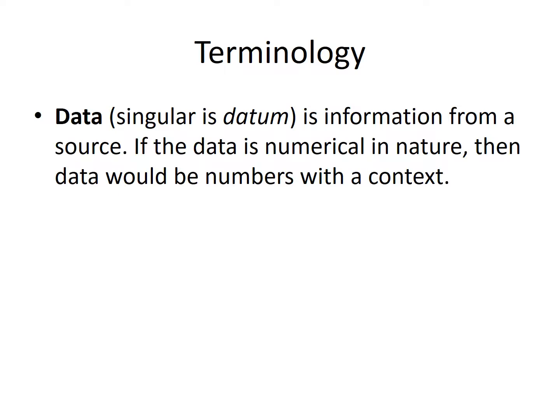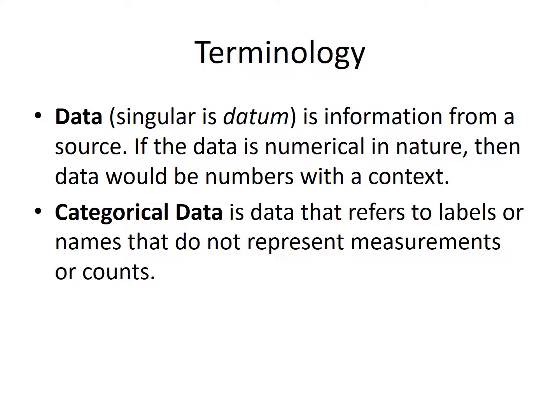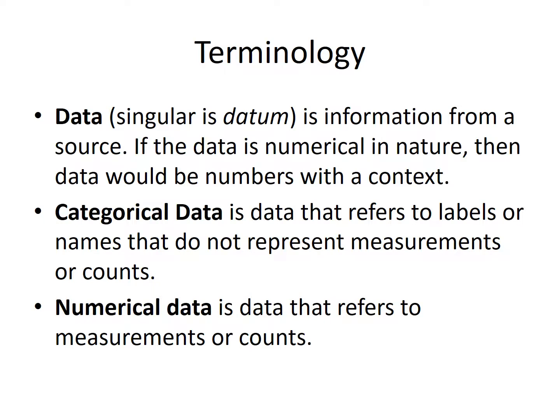Some terminology. Data, this singular is datum, is information from a source. If the data is numerical in nature, then the data would be numbers with a context. Categorical data is data that refers to labels or names that do not represent measurements or counts. Numerical data is data that refers to measurements or counts.